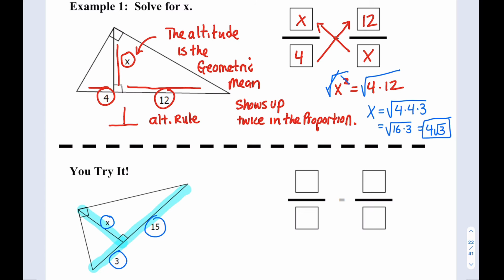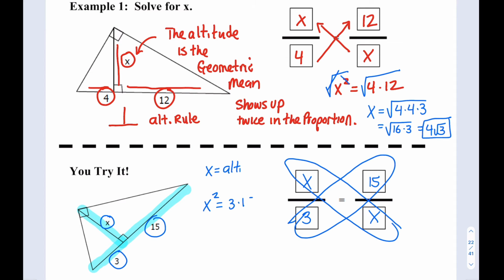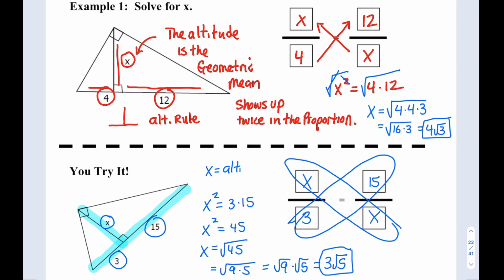In the next problem, again, we see the altitude rule by highlighting the parts we have that upside down T pattern. The altitude is x, and the other parts are 3 and 15. I'm going to cross multiply these. This time I'll multiply 3 and 15 together to get 45. If you do it that way, it's fine. But then you have to try to reduce that down, so we factor it into 9 times 5, and we get 3 radical 5 as the answer.